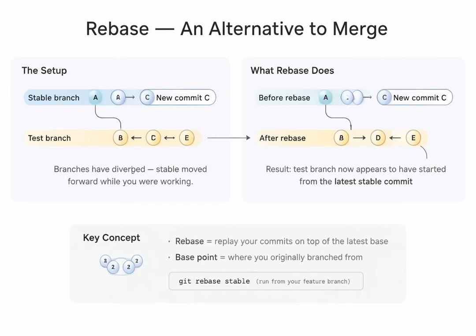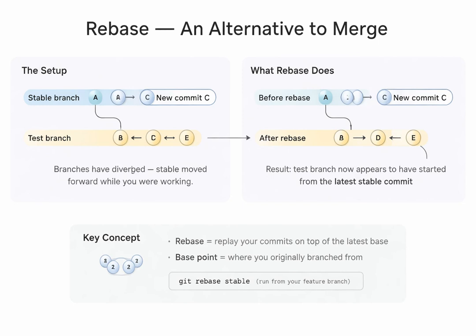The last important concept introduced here is rebase. Let's understand what it does. Imagine you branched off from stable at a certain point. Let's call it commit B. You've been working on your test branch and made a couple of commits. Meanwhile, a teammate made a new commit on the stable branch, commit C. So now stable has moved forward since you branched off. Your test branch is based on an older version of stable.